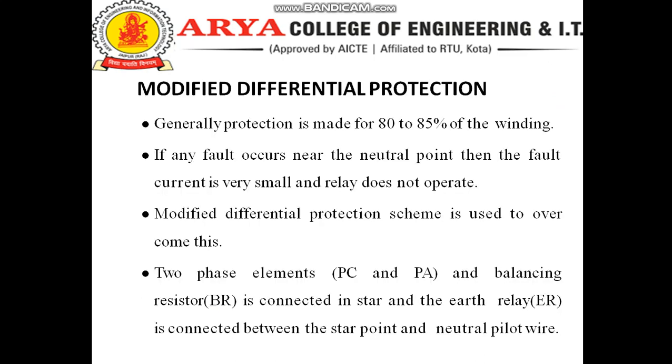Now we discuss the modified differential protection. Generally, protection is made for 80 to 85% of the winding. If any fault occurs near the neutral point, then the fault current is very small and the relay does not operate. So the modified differential protection scheme is used to overcome this effect. Two phase elements and balancing resistors are connected in star, and the earth relay is connected between the star point and the neutral pilot wire.